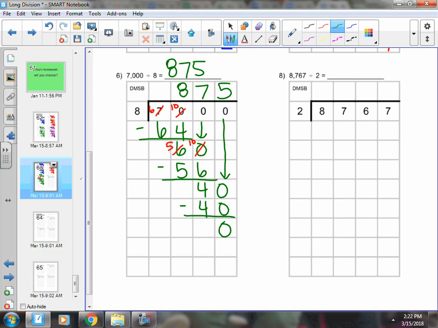8,767 divided by 2. 2 goes into 8 4 times. Multiply. 4 times 2 is 8. Subtract. Bring down. How many groups of 2 can you make from 7? You can make 3 groups of 2. 3 times 2 is 6.